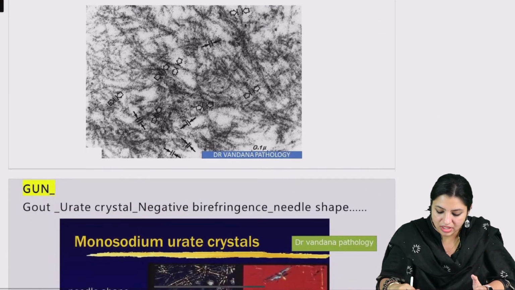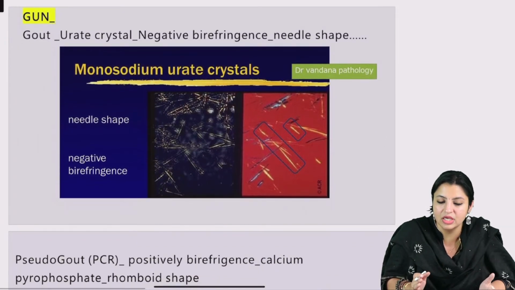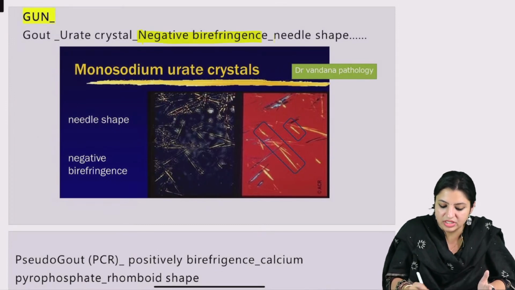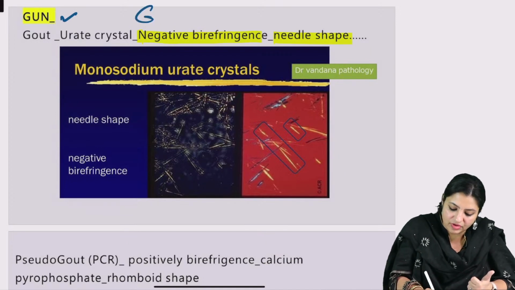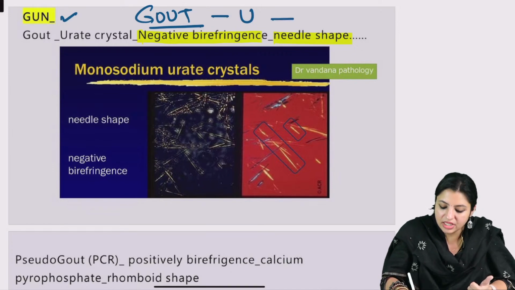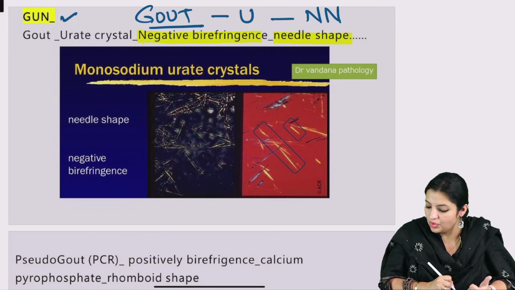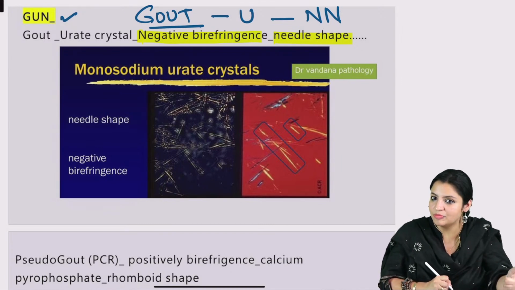Whereas now when they give you needle-shaped crystals with negative birefringence, remember the code GUN, okay? If I'm ever talking about gout, it has monosodium urate crystals, and they are always needle shaped and they have negative birefringence. So gout is always GUN, okay? GUN is gout, always needle shaped crystals, negative birefringence.